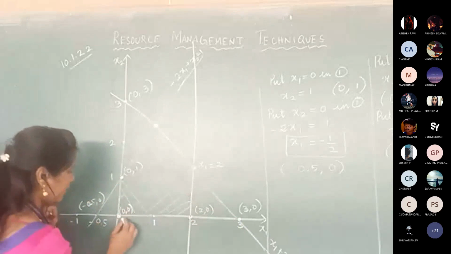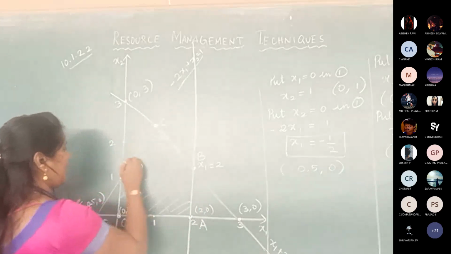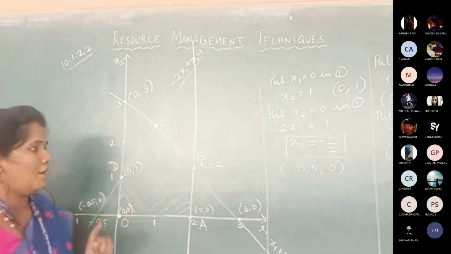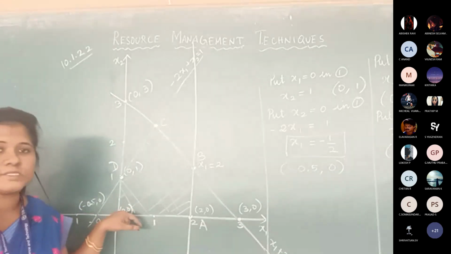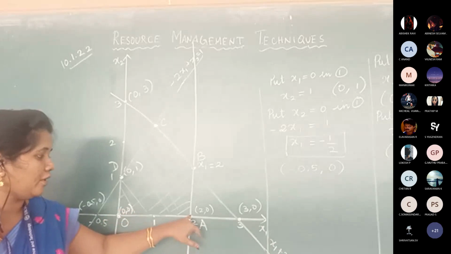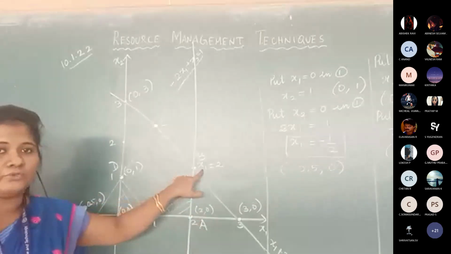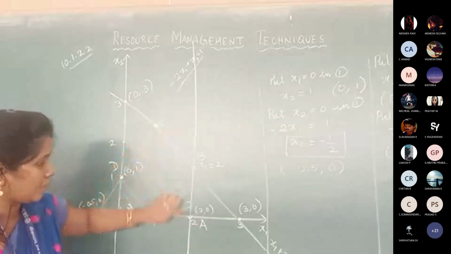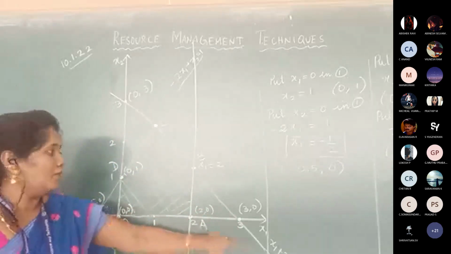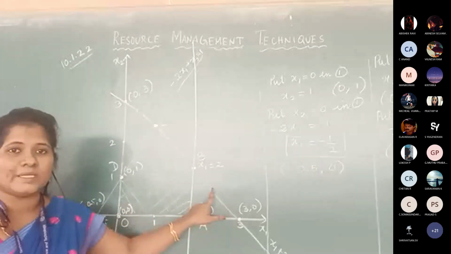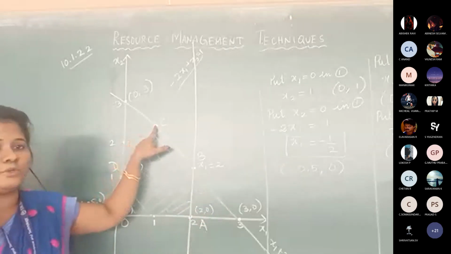We will name it O, this as A, this as B, this as C, and this as D. O is the origin, which is 0, 0, and this point A we can write as 2, 0. But for this point B, it is the intersection point of x1 is equal to 2 and the equation x1 plus x2 is equal to 3. If you solve these two equations, you will get the values of x1 and x2. Similarly, C you need to find out.